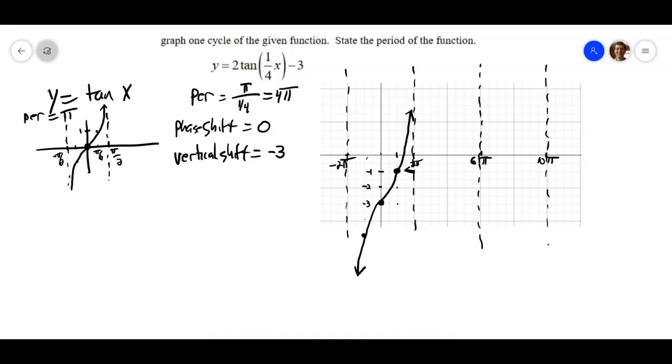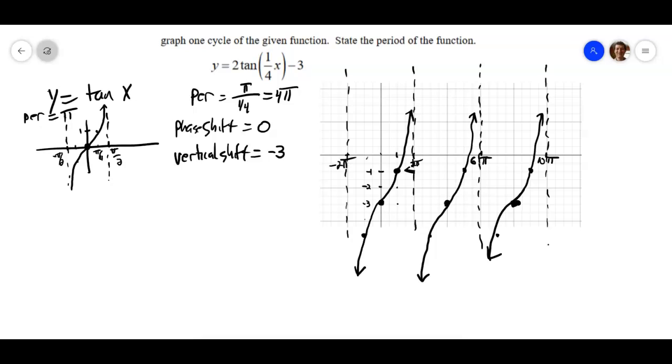And this point is halfway in between asymptotes and down 3. And then from there, halfway to the asymptote and up 2. Halfway to the asymptote and up 2. Left and down 2. I missed that point a little bit. Let's do this one a little better. Down 2. We have a bunch more.